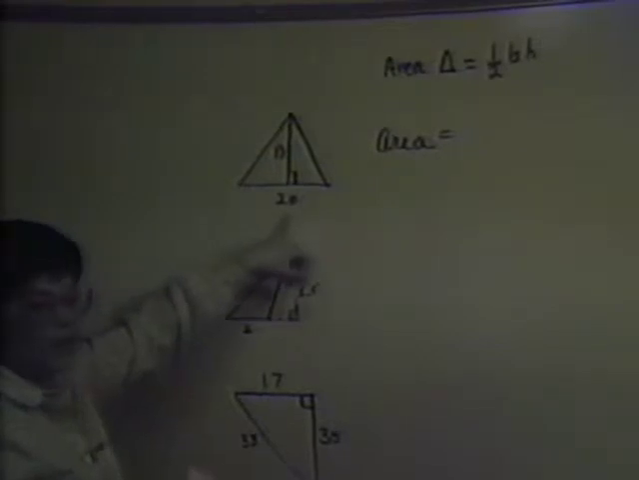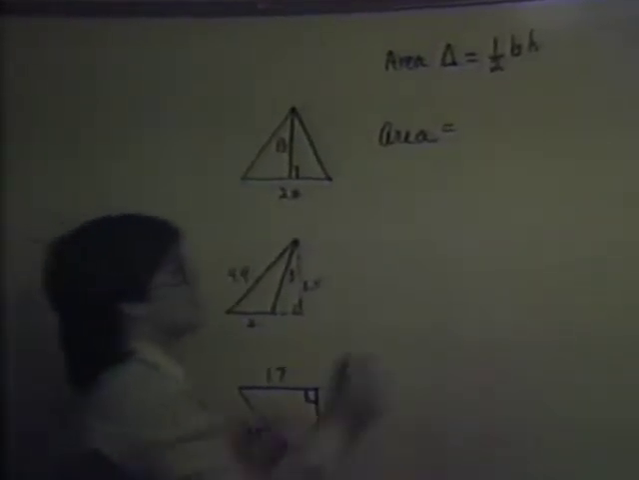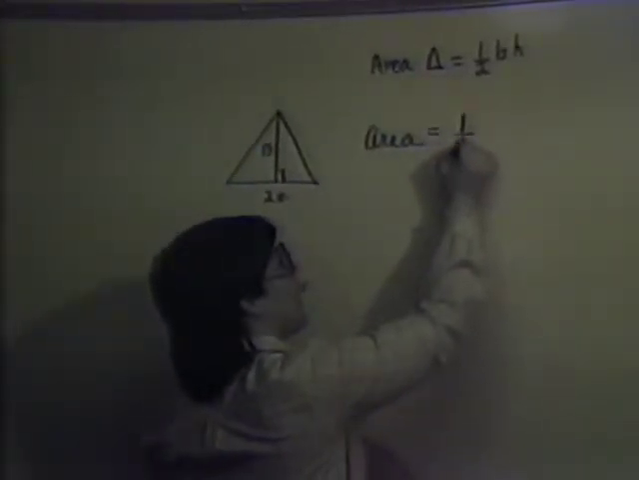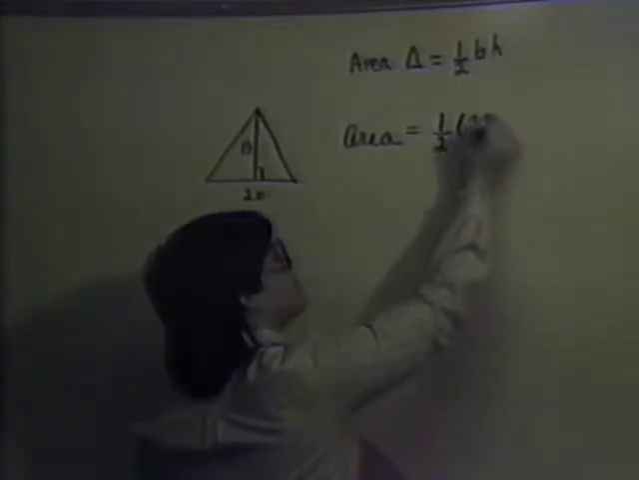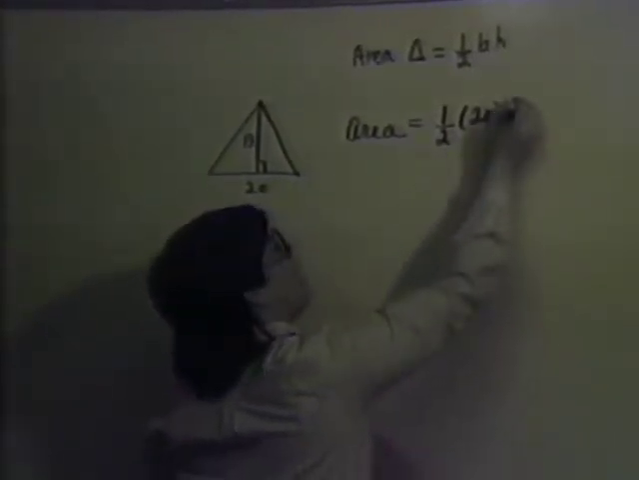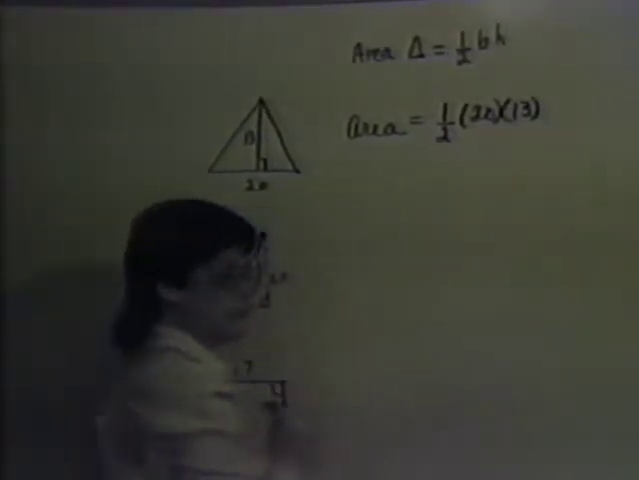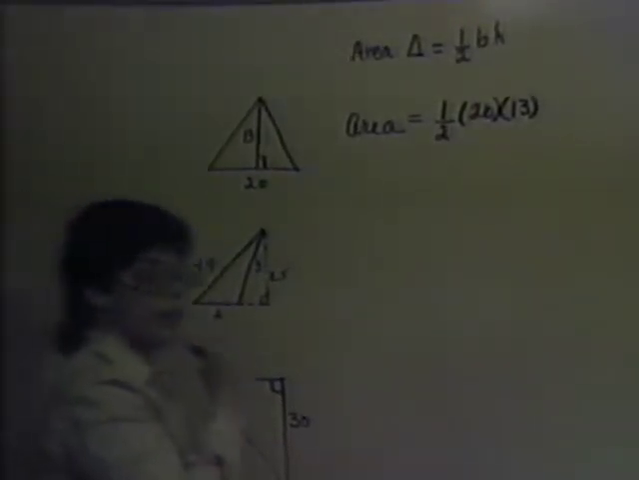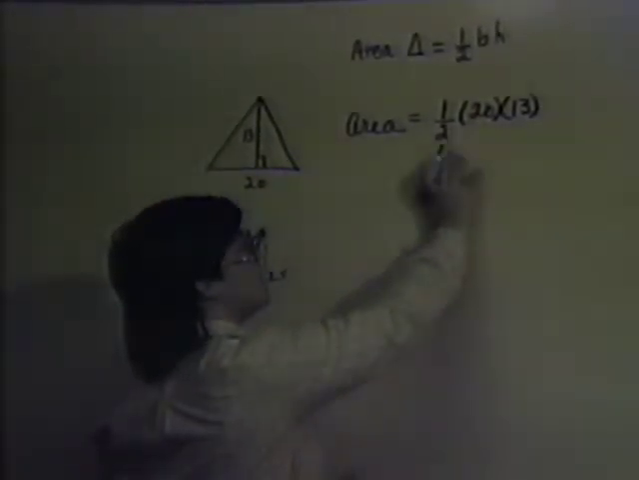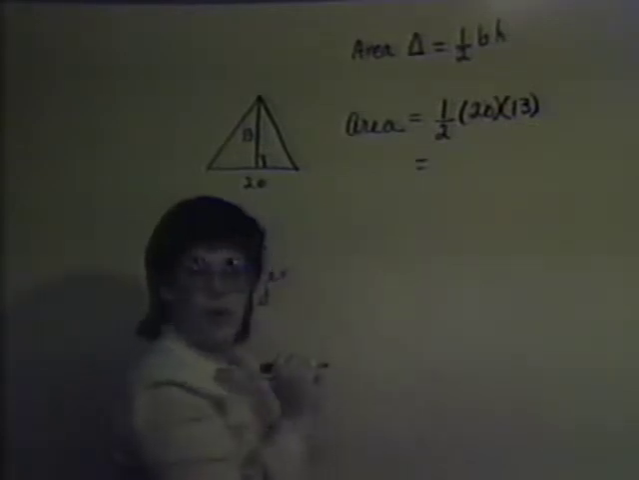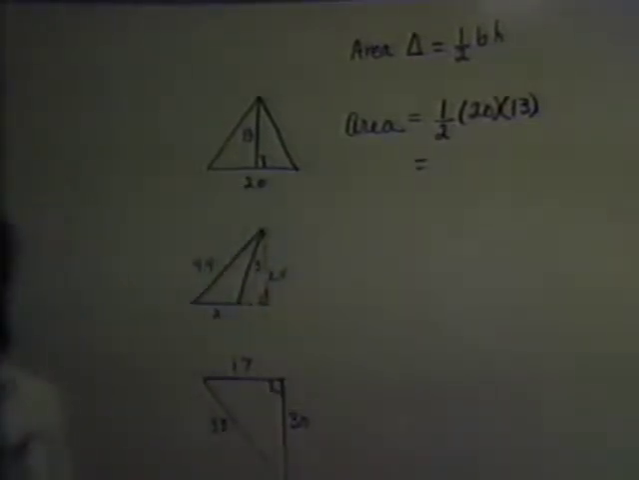The base is 20 here, and the height is 13, so the area is going to be half of the base, which is 20, times the height, which is 13. Sherry, do you know how to cross-cancel when we're simplifying multiplication problems? Yeah.